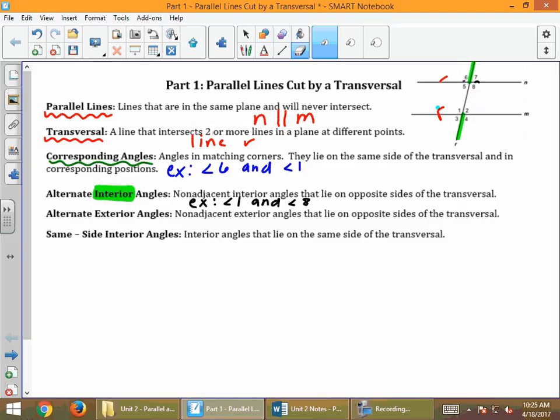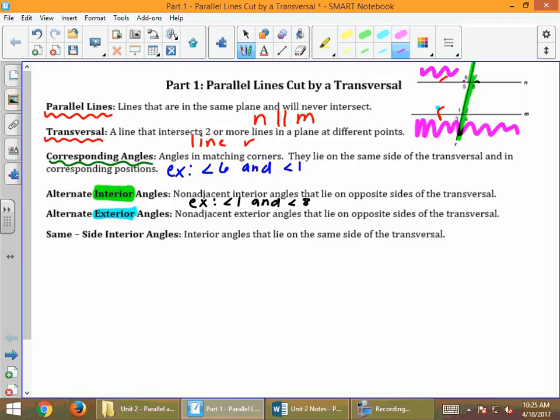And we have R as our transversal. Highlight that. But alternate exterior angles, kind of the same concept as interior, except they're on the outside of the parallel lines. So outside is kind of this area and that area. That's on the outside. That's the exterior.